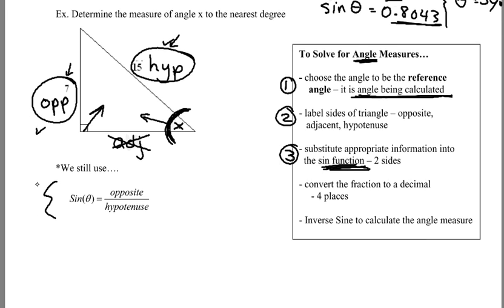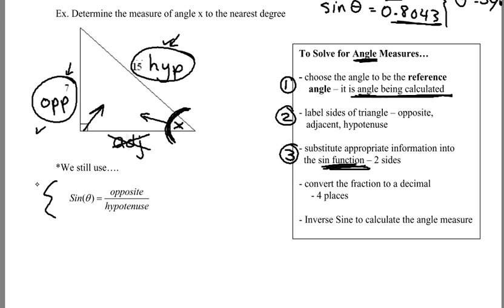Always opposite over hypotenuse. So when we substitute into the sine function today, we don't know the reference angle, so we leave it as sine theta because that's what we're trying to find. But we do know the opposite and the hypotenuse. Make sure you label correctly. Make sure you fill it in opposite over hypotenuse, 7 over 15.